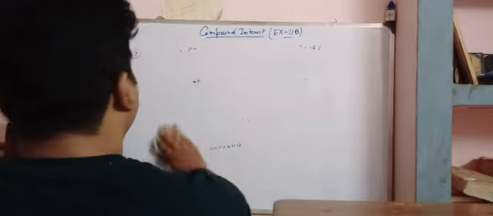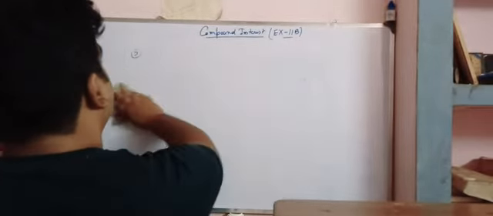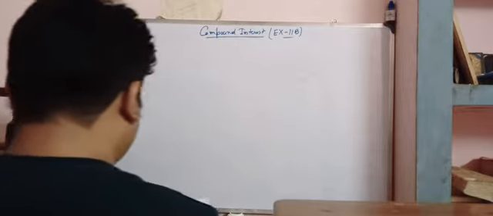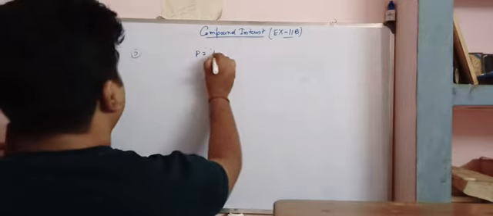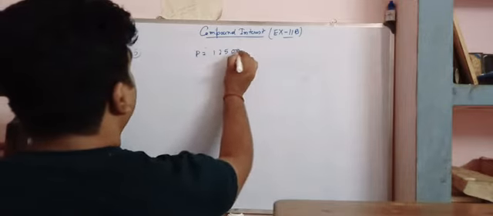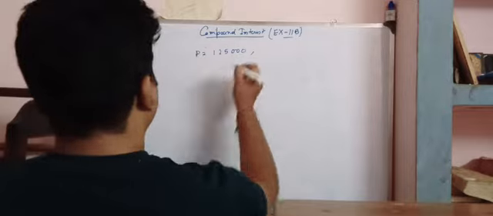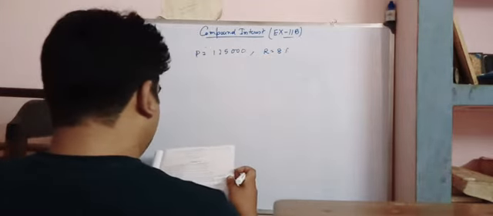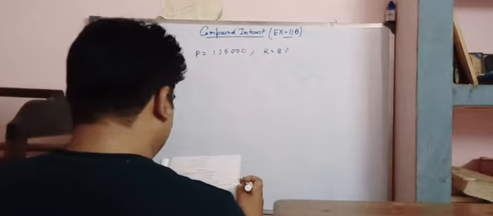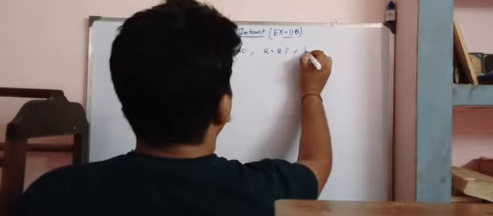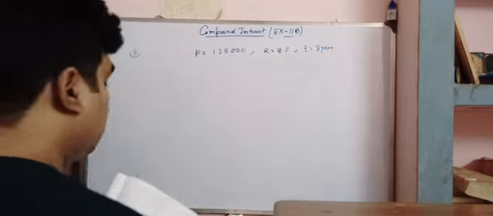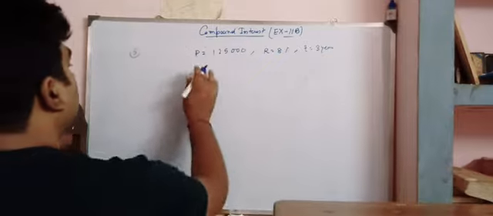It's a very easy question. There are no fractions in it. All could be whole numbers. That is, P is my 1,25,000. This is my P. Next, rate of interest 8% per annum. T is equal to 3 years. So we have to find the amount. Only the amount we have to find.